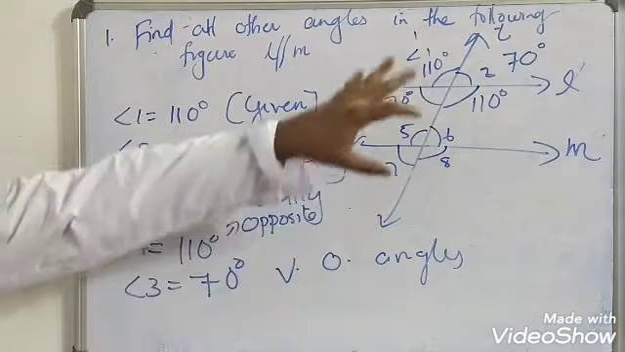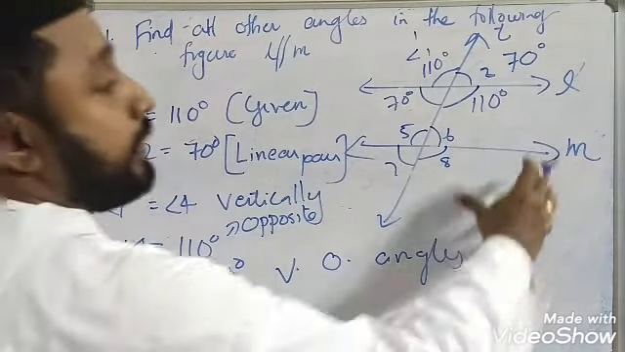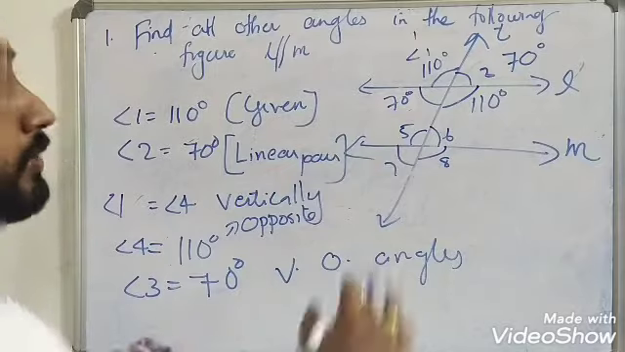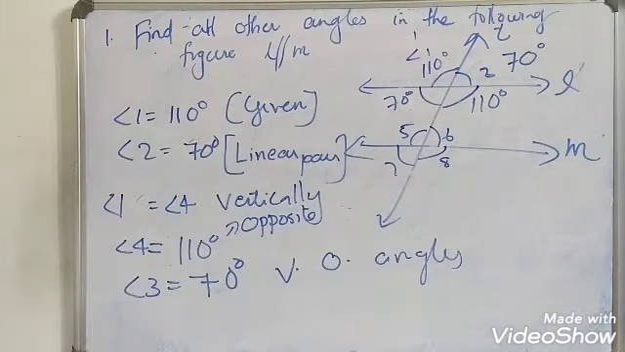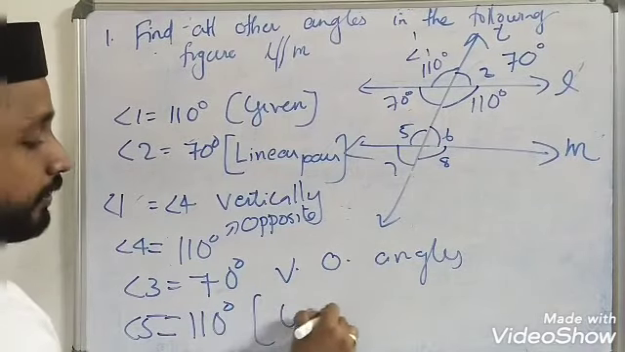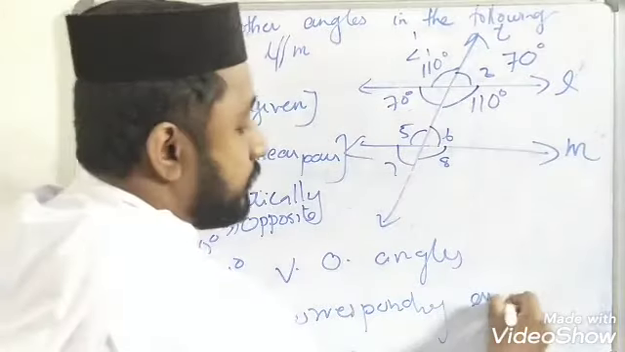Then the rest of the angles we can easily write. We know that when two parallel lines are cut by a transversal, corresponding angles are equal. Now let us write the corresponding angles. Angle 1 is equal to angle 5, which means angle 5 is equal to 110 degrees. The reason is corresponding angles.